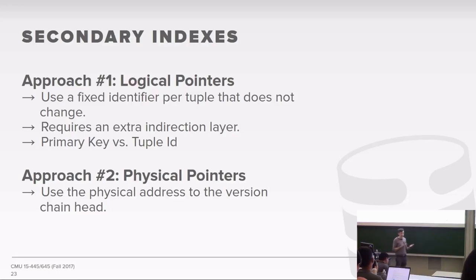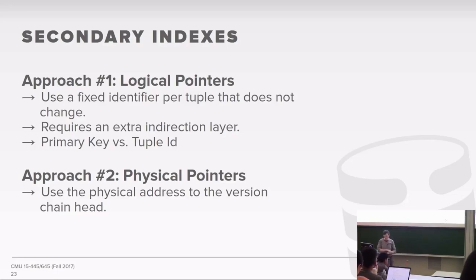Now, if you're doing delta storage, this is not a big deal, because you're always going to point to the main table, the master version, and then you can just follow the version chain to find the thing that you want. But under append-only storage, newest to oldest, then you always do have to update the secondary index.